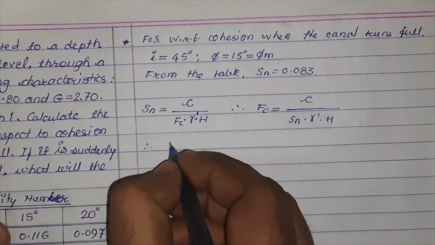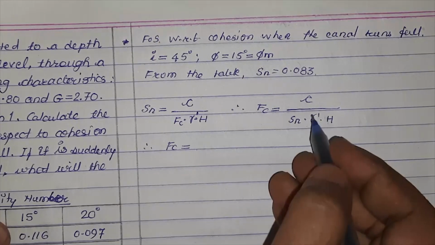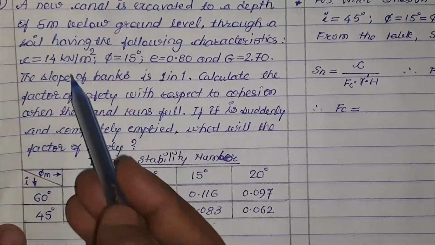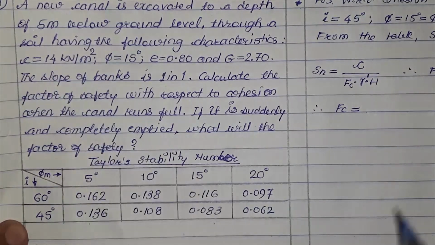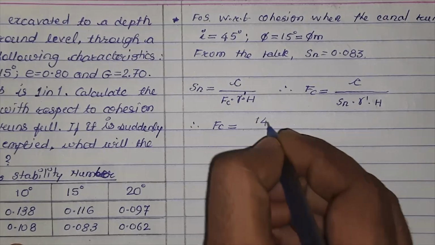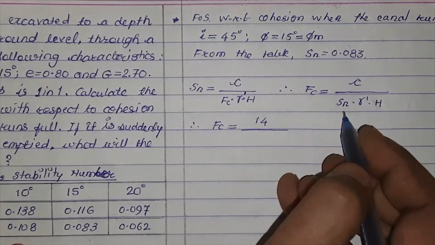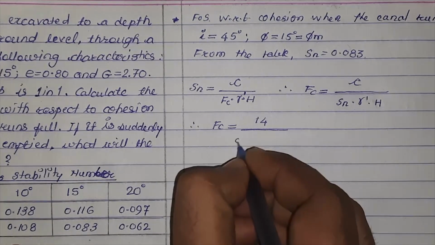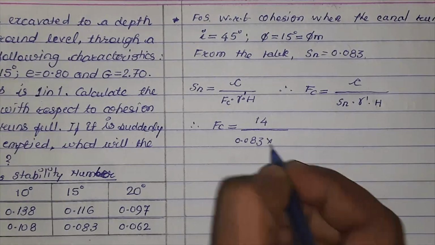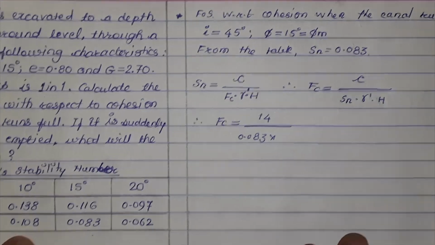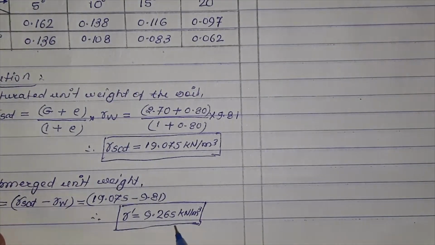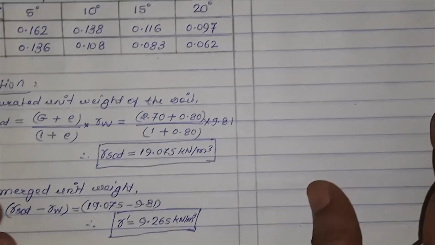Substitute the values. Fc equals cohesion. Cohesion, how much is it? Cohesion is given 14. So, cohesion will be written as 14 divided by stability number 0.083 multiplied by submerged unit weight. Submerged unit weight is 9.265.